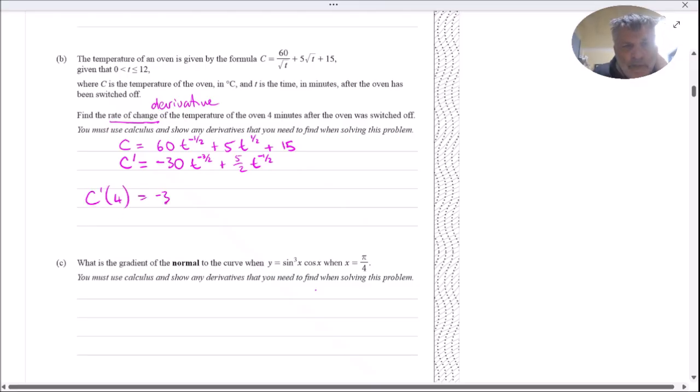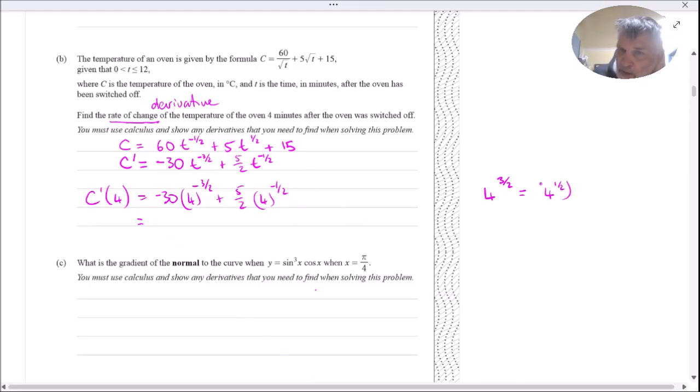And we're interested in what the value of this derivative is when t is equal to 4. So minus 30, 4 to the power of minus 3 over 2, plus 5 over 2, 4 to the power of negative a half. These things here, so let's just on the side do 4 to the power of 3 over 2. Let's not worry about the negative sign for now. That's the same as 4 to the power of half and then cubed.